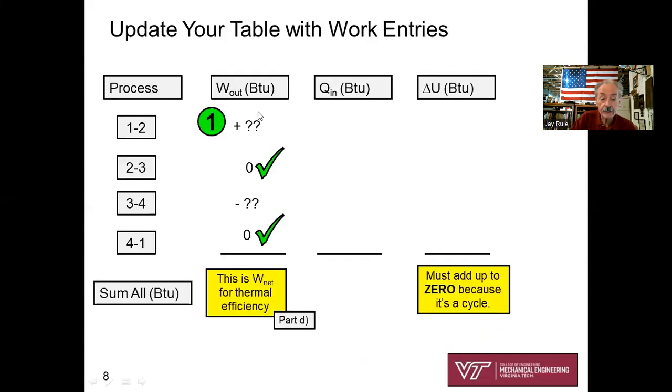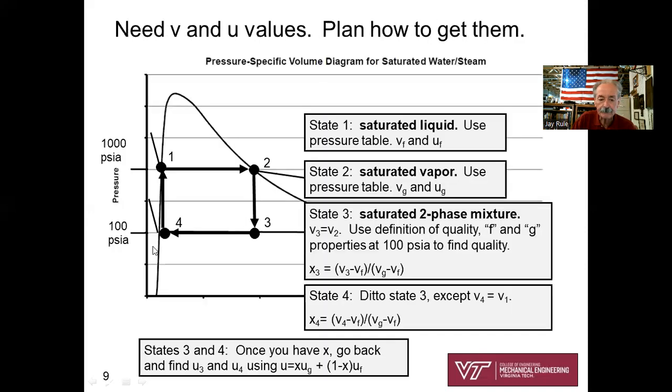All right, so let's update your table with work entries. Do you see that you can immediately write down with pencil and paper zeros, the work from 2 to 3 is 0, 4 to 1, 0. Write that down. That's some partial credit, okay? But I need V2 and I need V1, I need V3, I need V4. So I got to go back to my PV diagram.